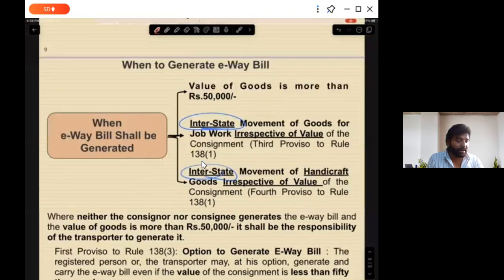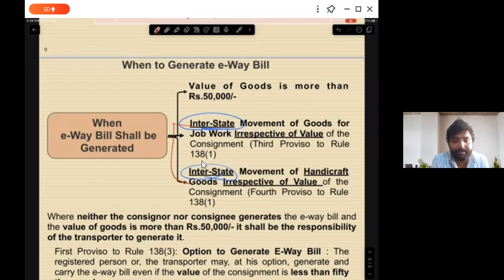There are two exceptions. If the goods are going for job work and if the goods are handicraft, then there is no limit of 50,000. अगर गुड्स जॉब वर्क के लिए जा रहे हैं, भले 50,000 से कम है, या फिर if the goods are handicraft goods, then their movement is always required to be covered with e-way bill.